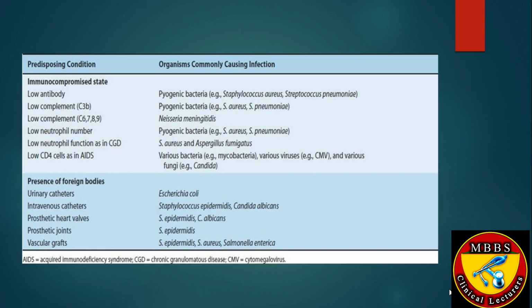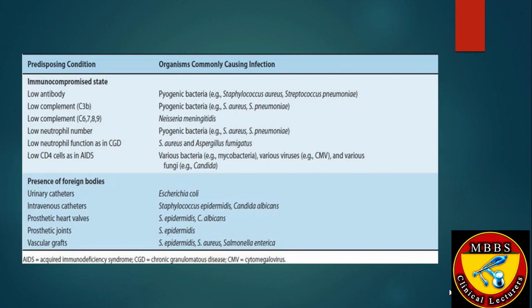There is a possibility that antibodies are low in number, or the complement is low, like C3b, which is an opsonin. In those conditions, the pyogenic bacteria manifest their infections. With low complements like C6, C7, C8, C9, infections of Neisseria meningitidis are associated. In low neutrophil number, again, pyogenic bacteria. And with low neutrophil function, as in chronic granulomatous disease, we have Staphylococcus aureus, which is a pyogenic bacterium, and another type of fungus, Aspergillus fumigatus.